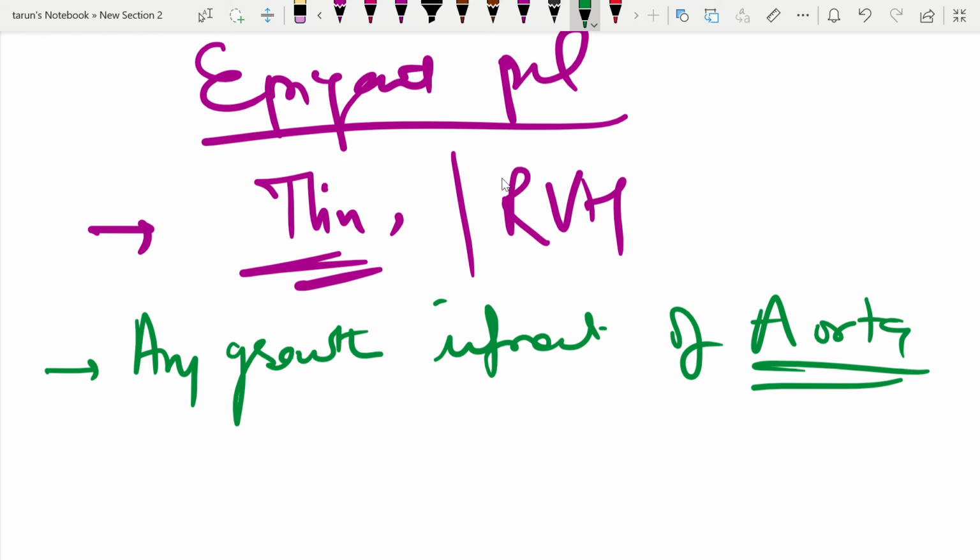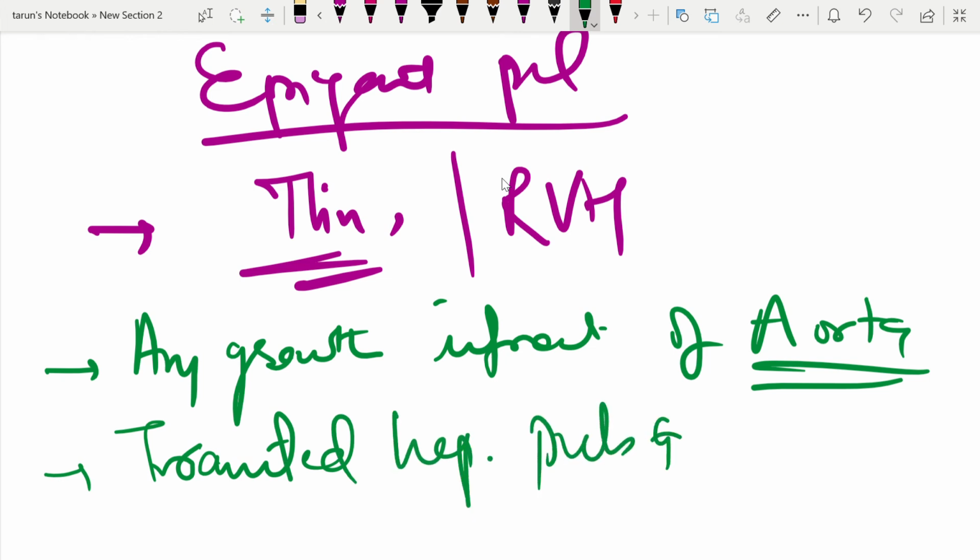The other cause of epigastric pulsation is an aneurysm of the abdominal aorta, which gives expansile pulsation. Then transmitted hepatic pulsations in tricuspid regurgitation can be felt in the epigastric area. Transmitted hepatic pulsation from TR, tricuspid regurgitation, can be felt in the epigastric region. Write down this word.